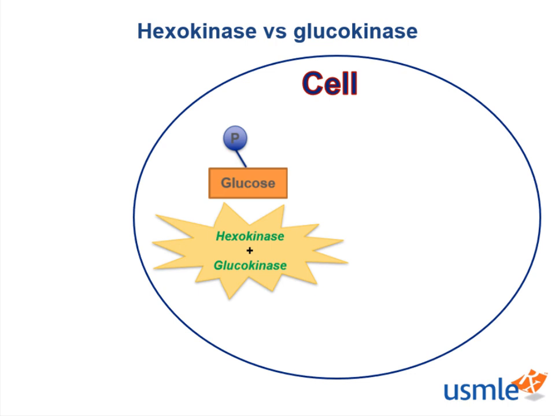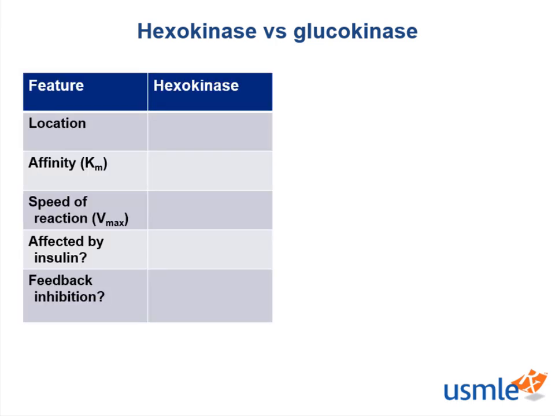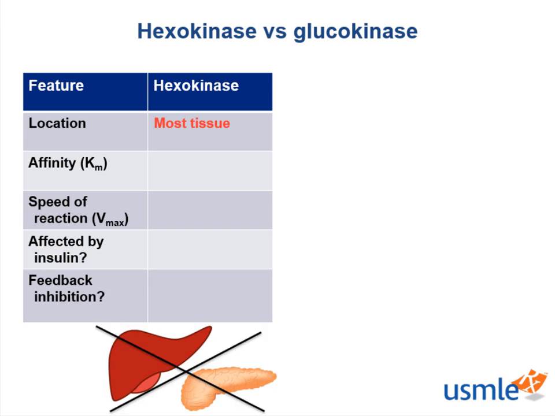The difference between these two enzymes has to do with their locations and enzyme kinetics. You will learn more about enzyme kinetics in the pharmacology section, especially about the Km or affinity and the Vmax or speed, which you see here in this graph. For now, I'll briefly go over the kinetics of these two specific enzymes, hexokinase and glucokinase. First, we'll focus on hexokinase. It's found in almost every cell type in the body, except for liver cells and pancreatic beta cells.